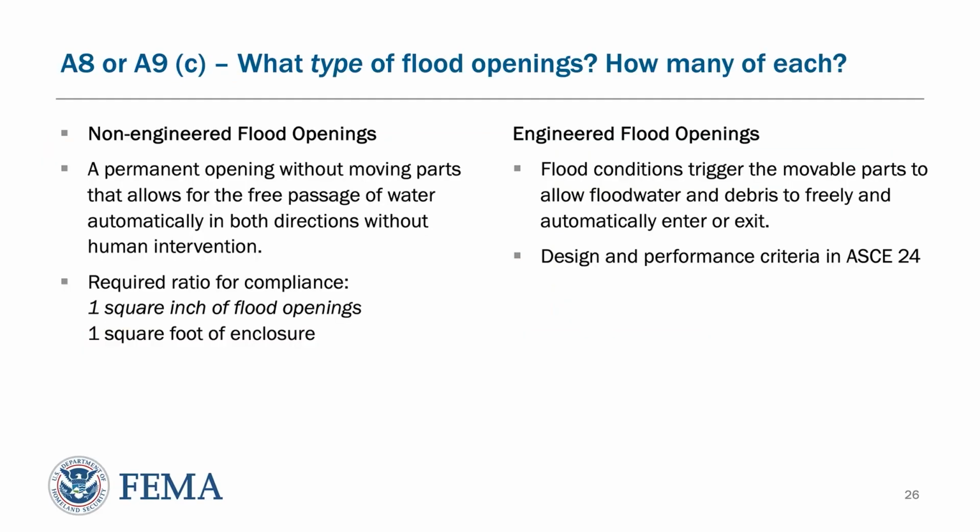Some buildings have multiple types of flood openings. They'll have non-engineered openings and engineered openings, so let's review the difference. Non-engineered openings are permanent openings that have no moving parts. They allow the water to go in and out of the enclosure without any human intervention. The minimum requirement for non-engineered openings is 1 square inch of opening per square foot of enclosure.